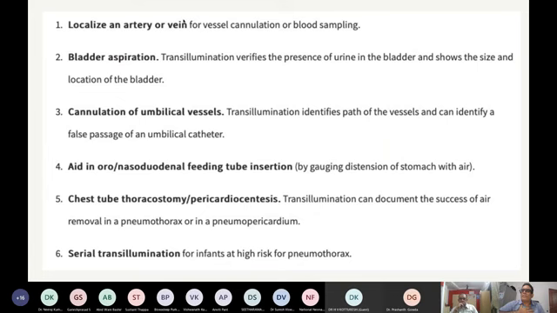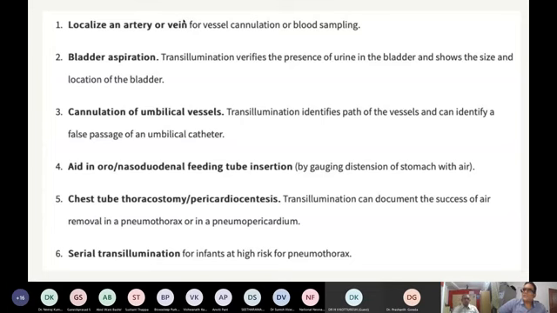So it can be used to localize an artery or vein for cannulation or blood sampling. It can be used for bladder aspiration. Transillumination verifies the presence of urine in the bladder and shows the size and the location of the bladder. Yes, but there are some pitfalls with that as well. But generally, yes.